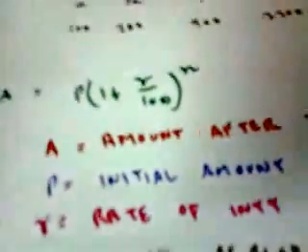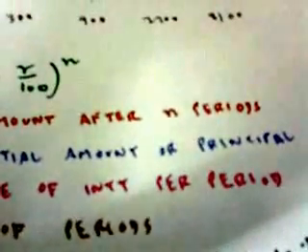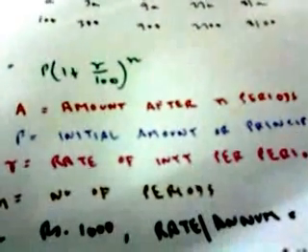We will just redefine everything. A is the amount after n periods. Remember, I am not saying years, okay? P is the initial amount or principal. R is the rate of interest per period.